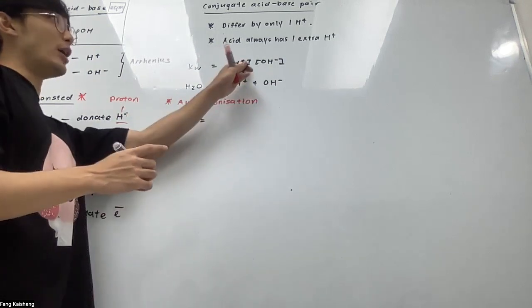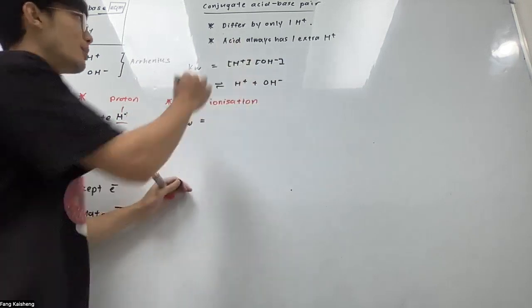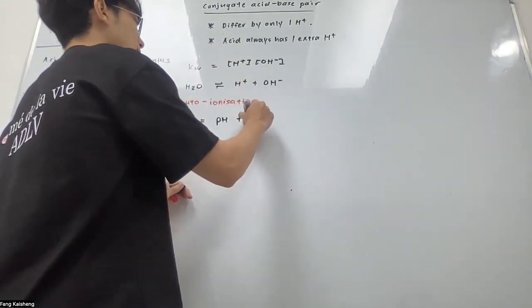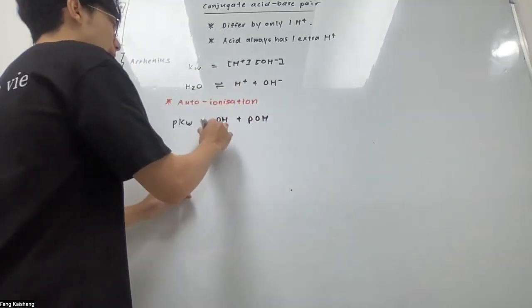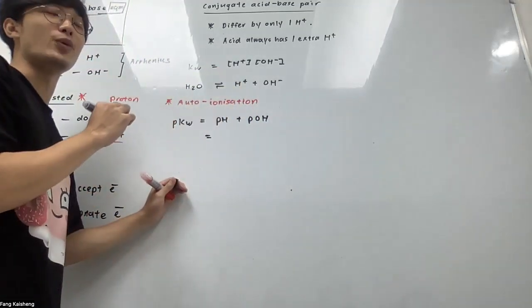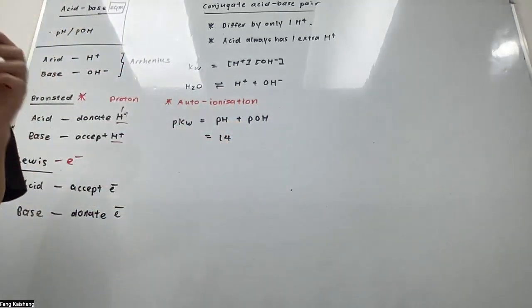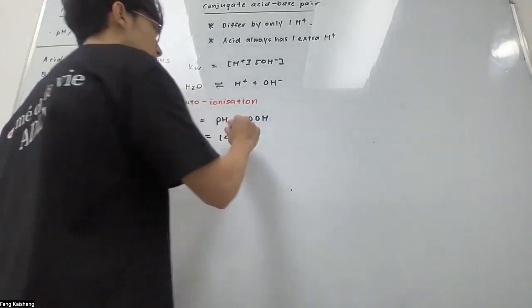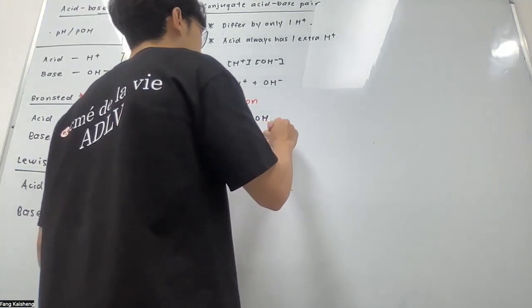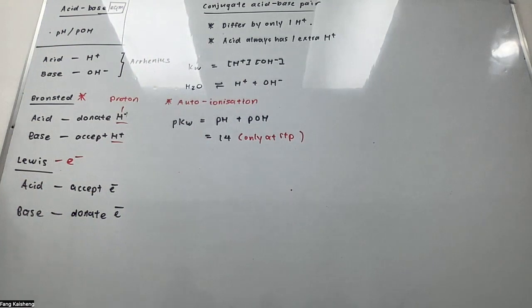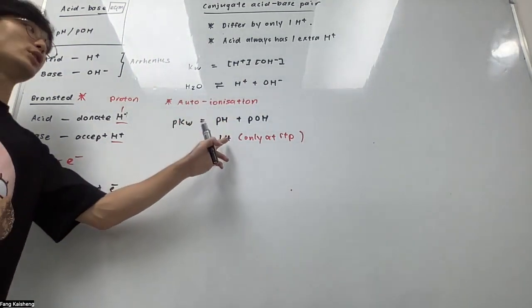Logarithms will now become addition over here, so it becomes pH plus pOH. Do you all remember from earlier, pH plus pOH equals what? 14. But is it always 14? Only at room temperature. These values are very important. For now, we're going to discuss room temperature. So pH plus pOH equals 14.